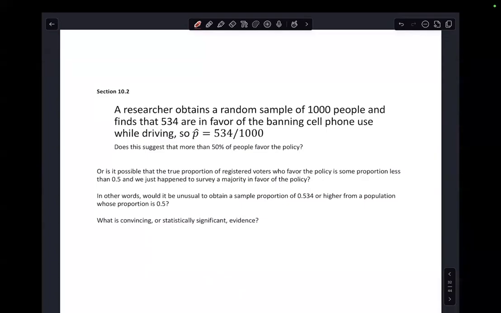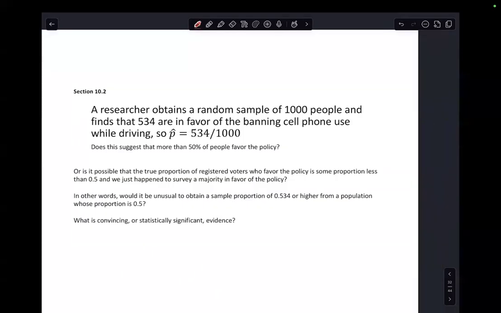Okay. So what we want to know is, is it possible that the true proportion of registered voters who favor this policy is less than 50%, even though this survey is showing it's greater? Would it be unusual to obtain a sample proportion of 53.4% or higher? Would it be statistically significant? This is what we're asking. This is just what's in our brain. I'm not asking you to answer it. This is just where our brain's going.